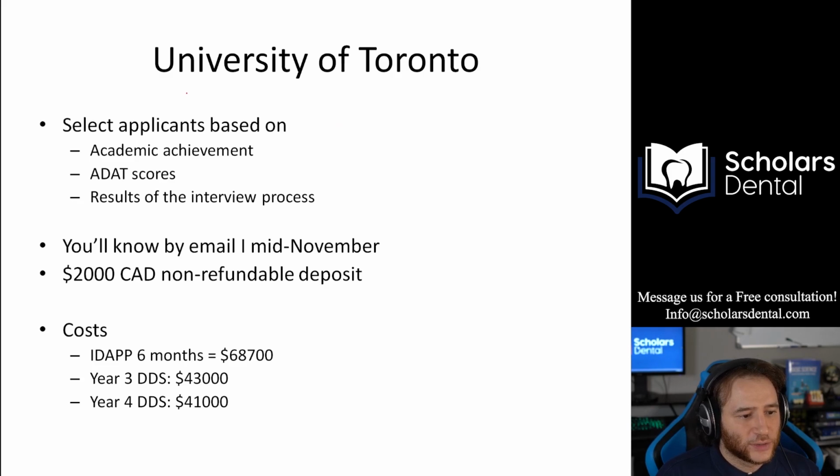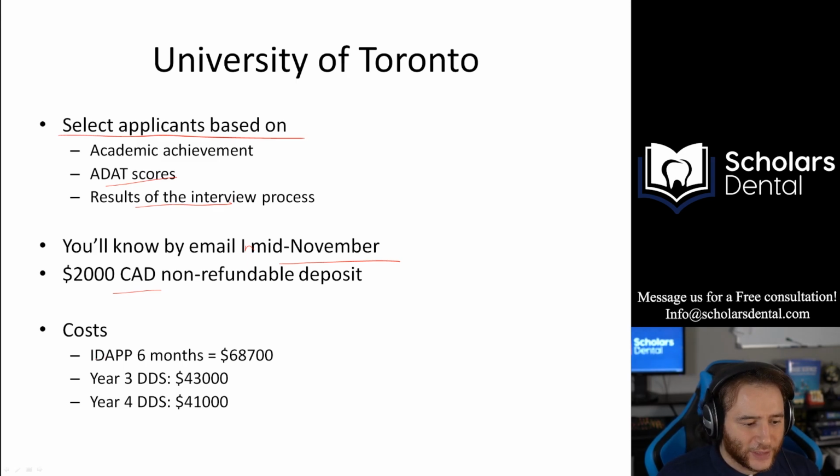Okay. Once they have all your stuff, your application, and you did your interview, they will select applicants based on their academic achievements, their ADAT scores, and the results of the interview, like if they liked you in the interview or not. Then you'll know by email in mid-November, okay? And then you pay a $2,000 non-refundable deposit, and that's it. You get into the January IDAP program.